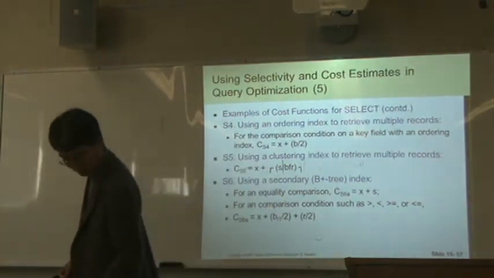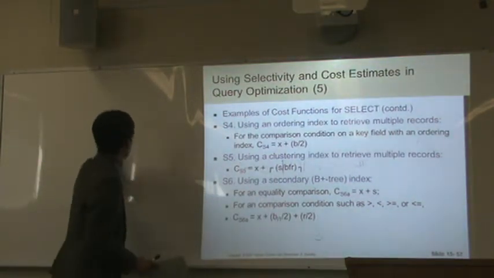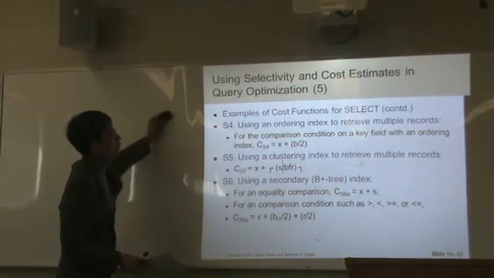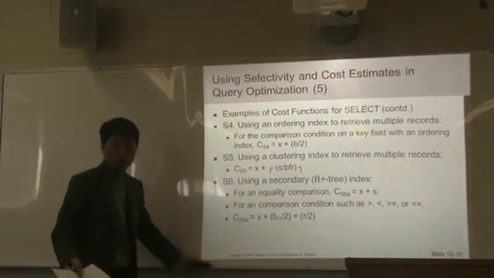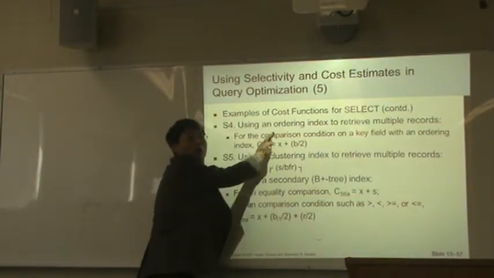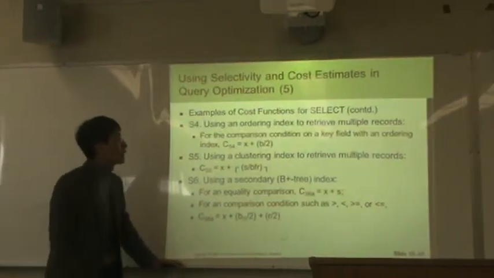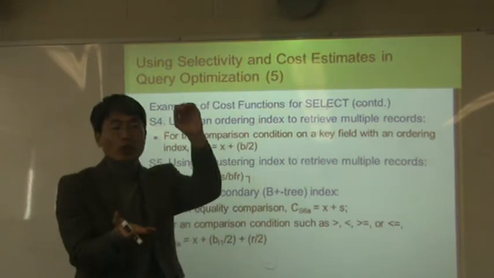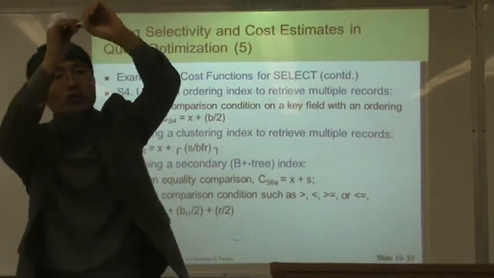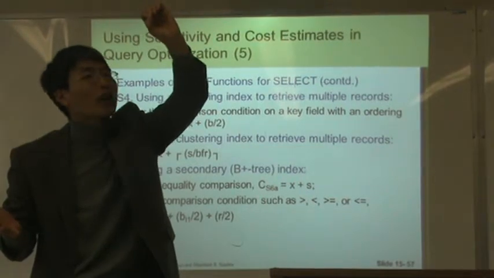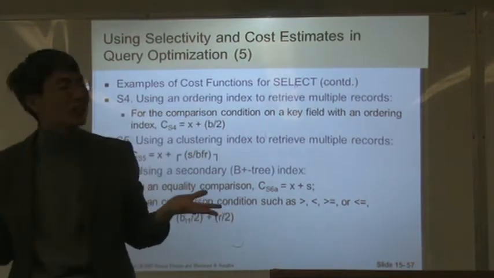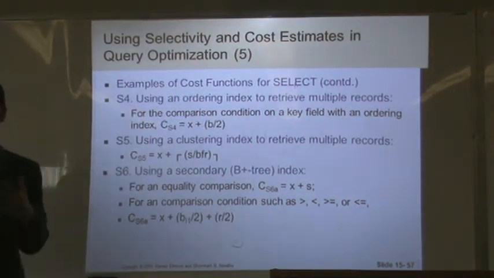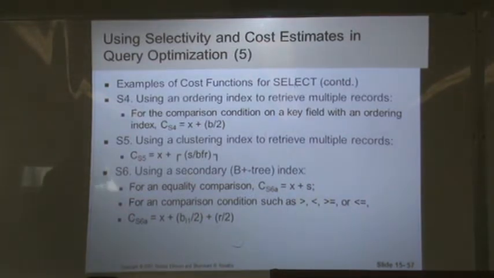The next one is using an index to retrieve multiple records, a range query. Using the index, how long does it take? The number of levels, always the number of levels. Plus, because it's a range query, from that pointer to the data block you need to read all the data if you are unlucky. If you are lucky, it is less than that. On average, B over 2. That's the reason, because the cost function is not an exact function. It's an estimation, but for the best.